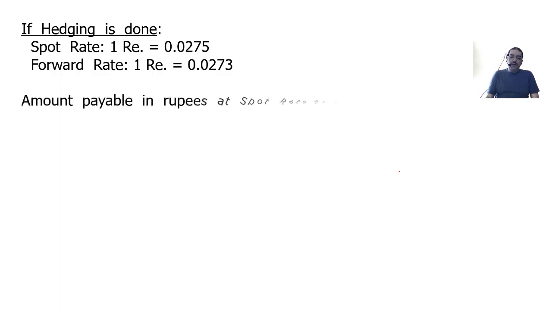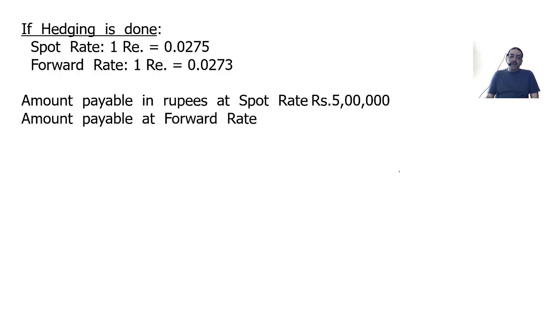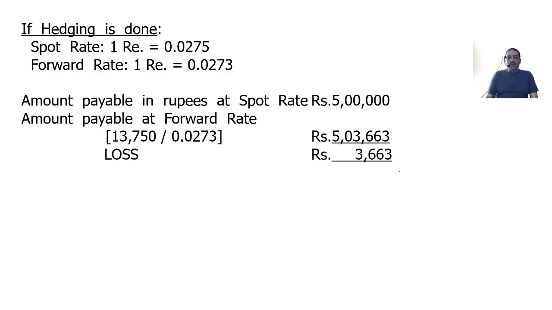Amount payable in rupees at spot rate is 5 lakhs. Amount payable at forward rate, you will divide 13,750 by 0.0273. So here also you are having a loss. But has that loss reduced or not? Correct now? It has reduced. So loss reduces means that we are getting a profit. By entering into a forward contract and locking up the rate of exchange, I am making a profit. I am able to reduce the loss, which means I am making a profit.